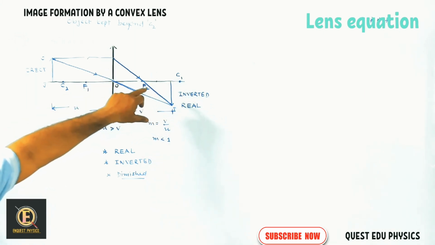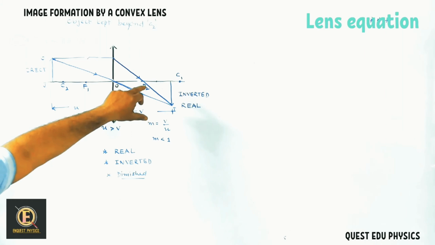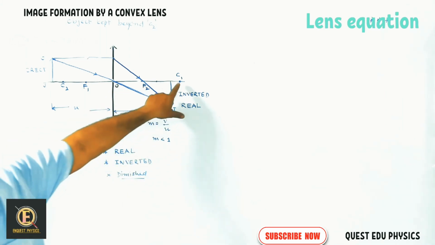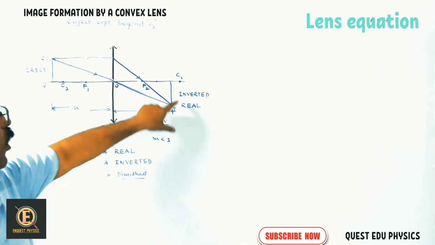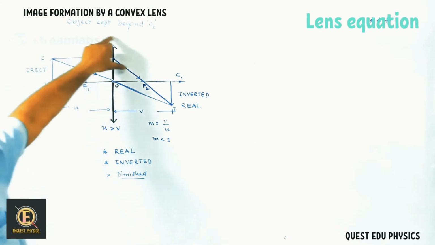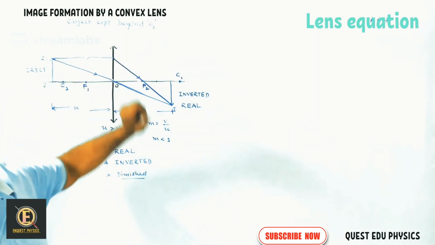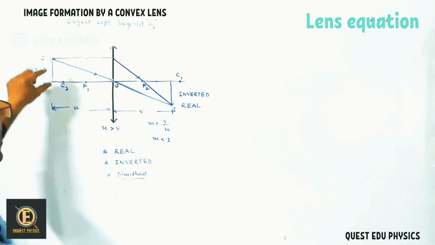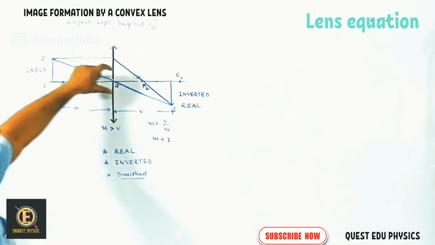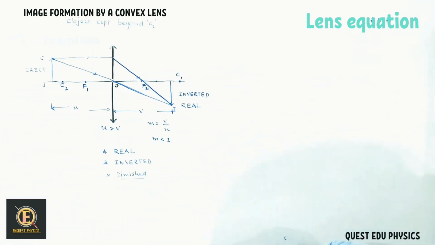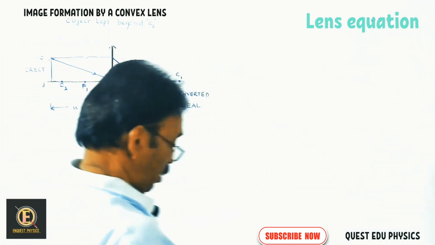When the object is kept in this way, okay students, the image is inverted. I hope you understood how the image will be formed when the object is kept beyond C2. Let's do one more. We are moving towards the lens, students. Let's see the next diagram.